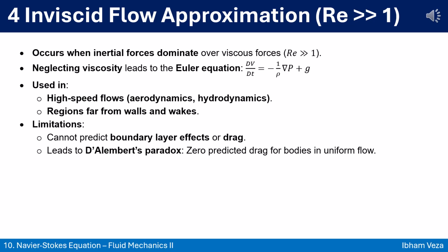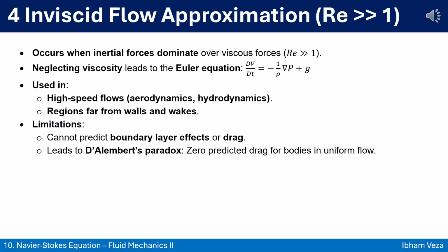Inviscid flow is useful when analyzing regions far from walls, such as the bulk of an airflow around an airplane or deep inside a water jet. But it comes with limitations. It cannot predict drag, nor can it handle boundary layer behavior.